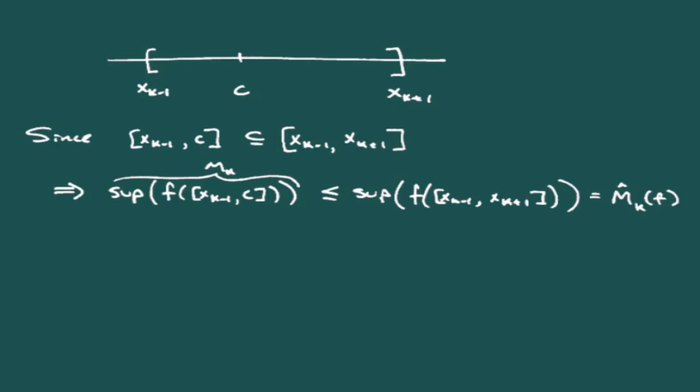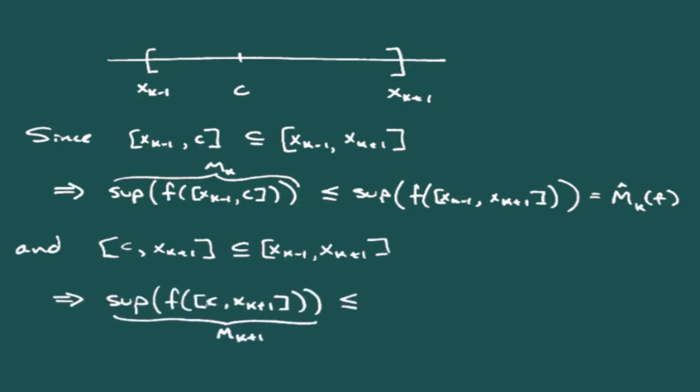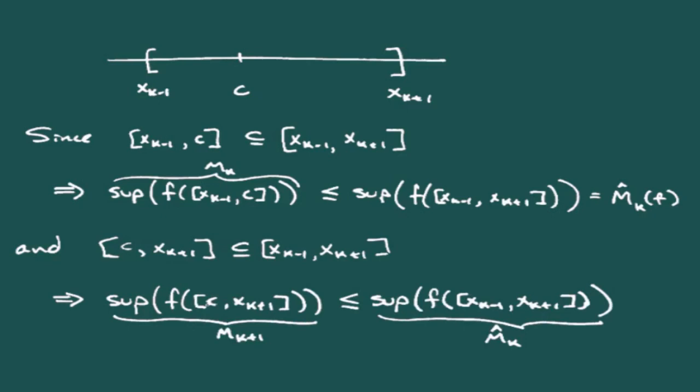And think, okay, we've got a little more room there, our function could increase even bigger, and so it's only natural that our upper bound is going to grow as we have more room for our function to grow. And likewise, our supremum over c to x sub k plus 1 is going to be less than or equal to the supremum over the entire subinterval, and we'll call that supremum over our subinterval x sub k minus 1 to x sub k plus 1, M hat sub k.